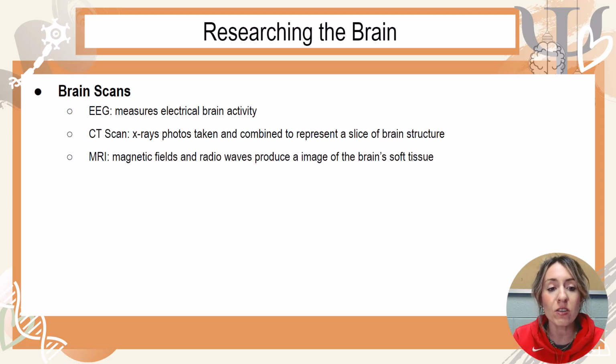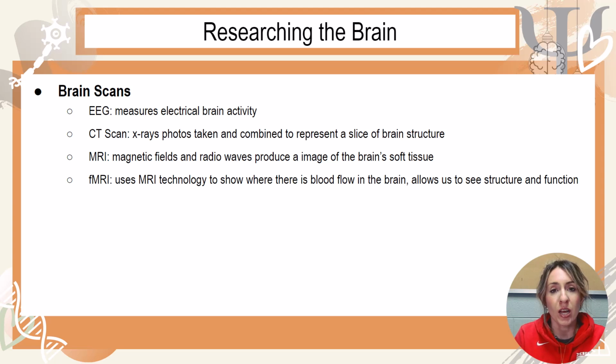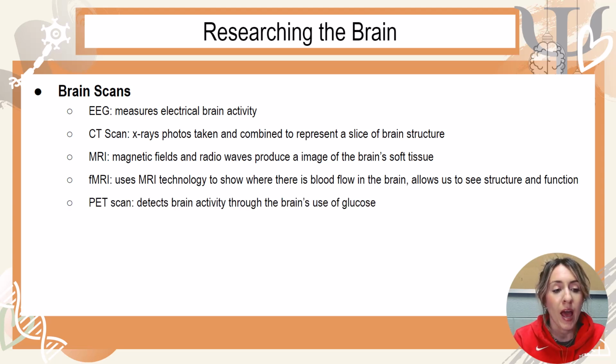MRIs use magnetic fields and radio waves to produce images of the brain's soft tissue. An fMRI uses MRI technology, but shows where blood flow is. They lay the scans on top of each other, and that allows you to see where blood flow is, which gives you information not just about the structure like an MRI, but about the function, right? So what the brain is doing, where brain activity is. And then PET scans. PET scans reveal brain activity by figuring out where the brain is utilizing glucose. You inject a serum, and then it allows the brain to light up as it utilizes the glucose, and that tells you where the brain is functioning.